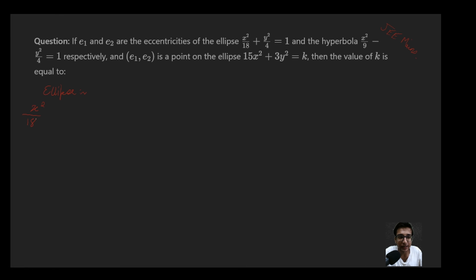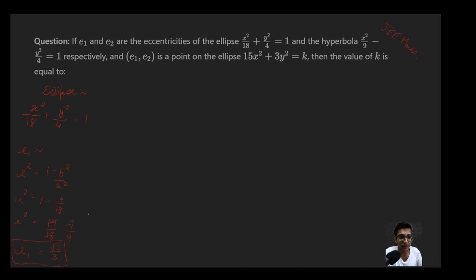X square by 18 plus y square by 4 is equals to 1. Here we have to find out the eccentricity, which would be E1. So let us find it out. E square we know for an ellipse is 1 minus b square by a square. So this would become 1 minus b square is 4 by a square 18, e square. So e square would be equal to 18 minus 4, which makes it 14 by 18. 2 7s are 14, 2 9s are 18. So E1 comes out to be root 7 by 3. We've got the value of E1.